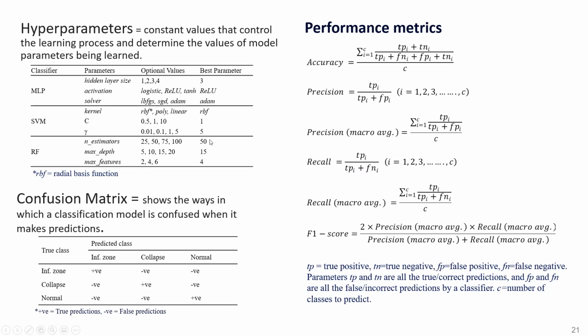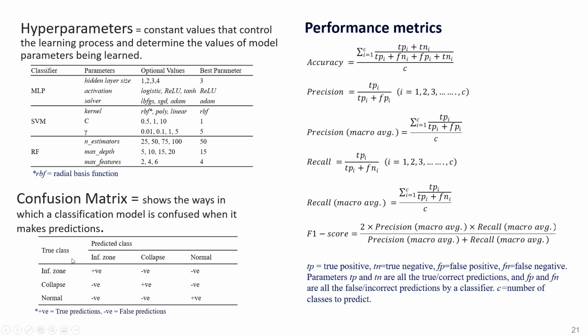The third component, a very important component of machine learning, is to decide how the machine learning performs. And for that, we need performance metrics. One of the most useful ways to judge the performance of machine learning is by the use of the so-called confusion matrix. Confusion matrix simply shows the ways in which a classification model gets confused in its predictions. Okay, so we have 3 classes: influence zone, collapse, and normal. The rows are the true values, and the columns are the predicted values.